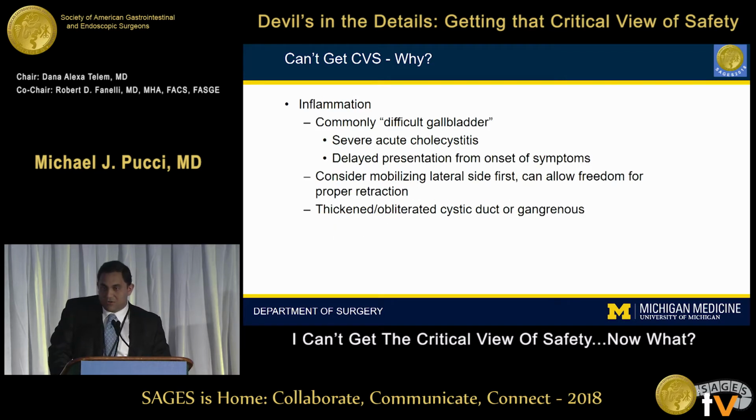Inflammation is the second category. Obviously, severe inflammation is very commonly what we refer to with a difficult gallbladder due to severe cholecystitis or a patient who has a delayed presentation. They had pain for a few days prior to coming to the emergency room. In some cases, trying to mobilize that lateral posterior peritoneum can help to provide a little more freedom for retraction of the infundibulum. And of course, an obliterated cystic duct or severe gangrene can cause a lot of difficulty as well.